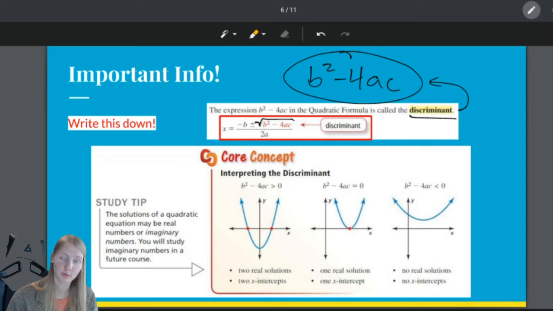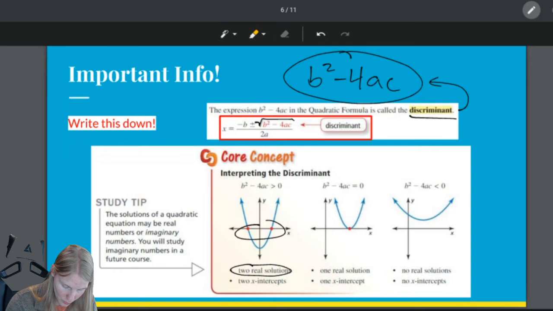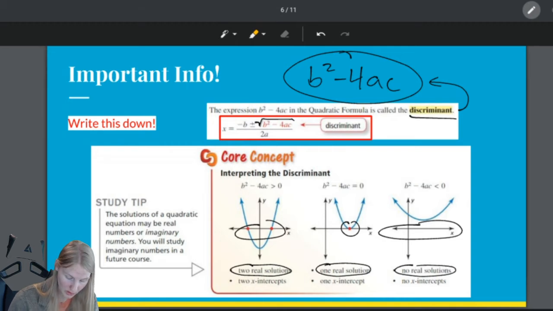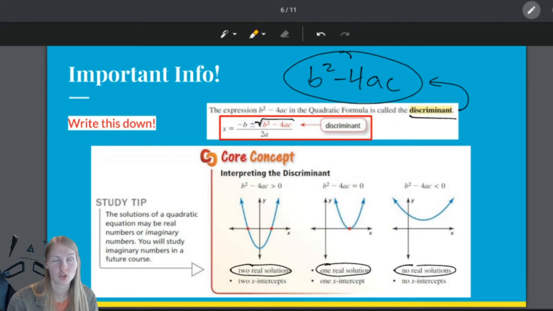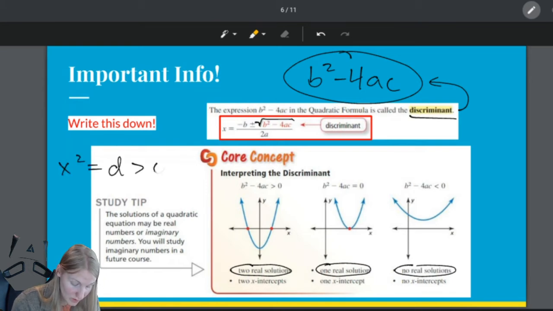And the discriminant is very important because remember last lesson, if we have 2 x-intercepts, we have 2 solutions. 1 x-intercept means 1 solution. No x-intercepts means no solution. We learned that in 9.2. And in 9.3, we learned that if we had x squared equals d, and d was positive, we had 2 solutions. If d was equal to 0, we had 1 solution. And if d was less than 0, we had no solution. So think of the d that we talked about last lesson like your discriminant.